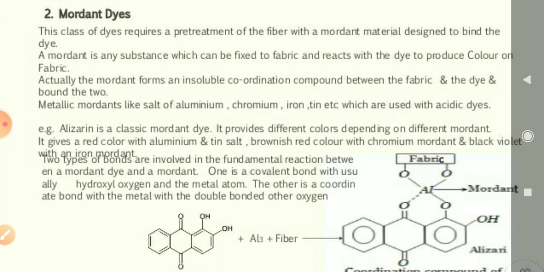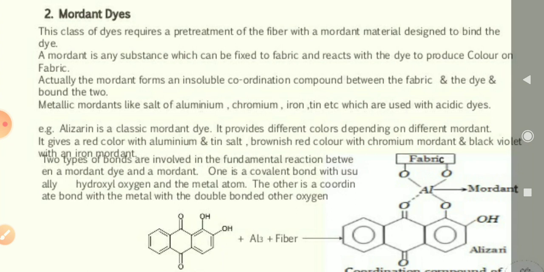The second is a mordant dye. This class of dyes requires a permanent treatment of the fabric with the mordant material designed to bind the dye. A mordant is any substance which can be fixed to the fabric and react with the dye to produce a color on a fabric. Actually, the mordant forms an insoluble coordinate compound between the fabric and the dye, and bonds with the two. The mordants are like salts of aluminium, chromium, iron, tin, etc., which are used with the acidic dye. The alizarin is a classical mordant dye.